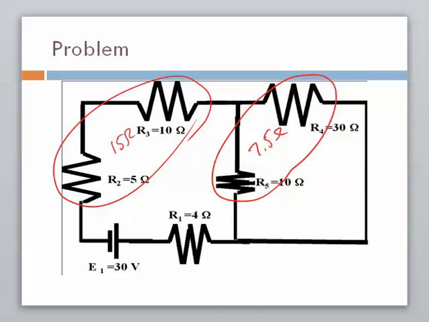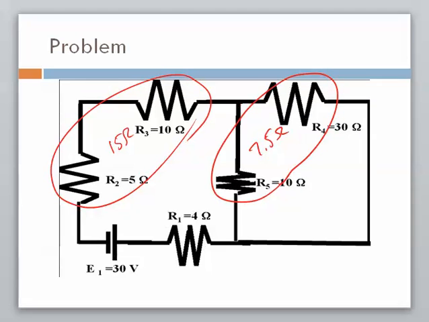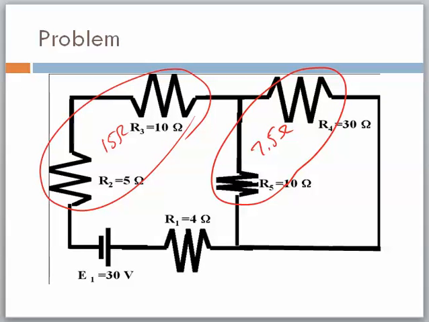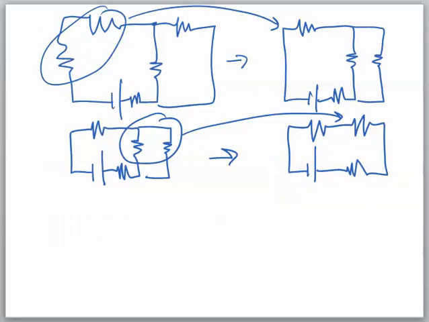The next step then is to take our last one, this 4 ohms, and now they're all in series because we've replaced these two with one. We've replaced these two with one. So in essence now we've got this one, and this one all in series. Let me draw a picture of what we're talking about here.